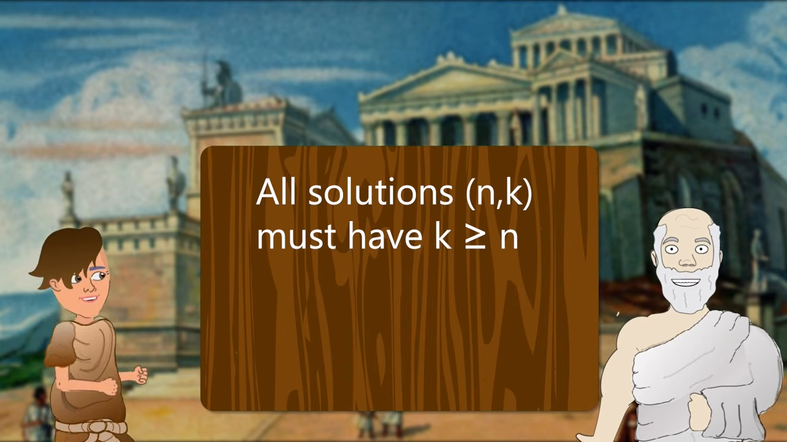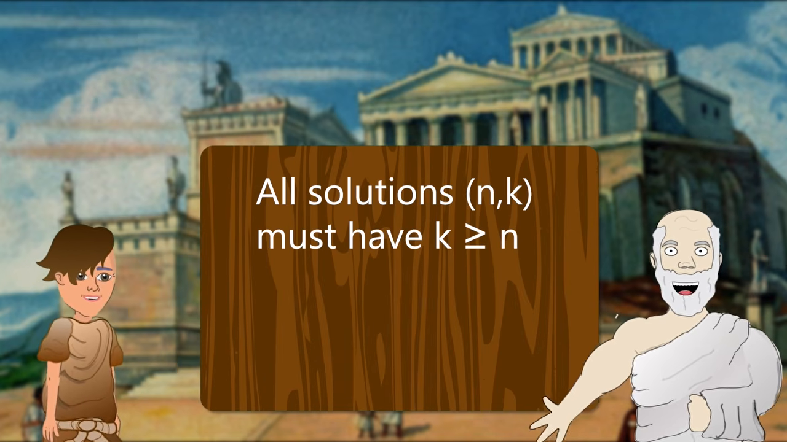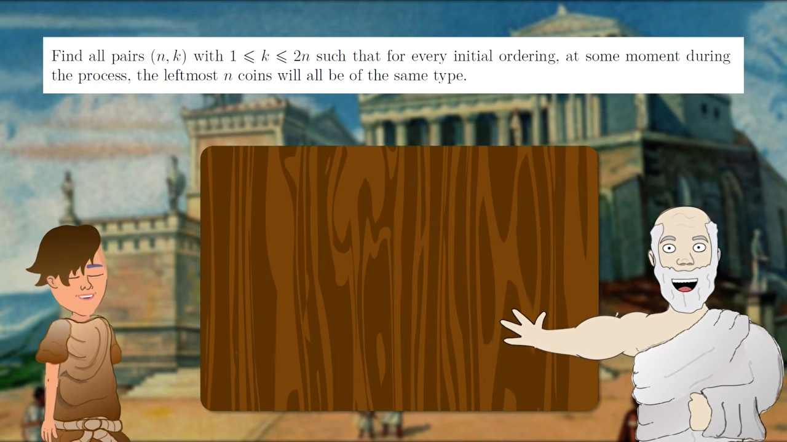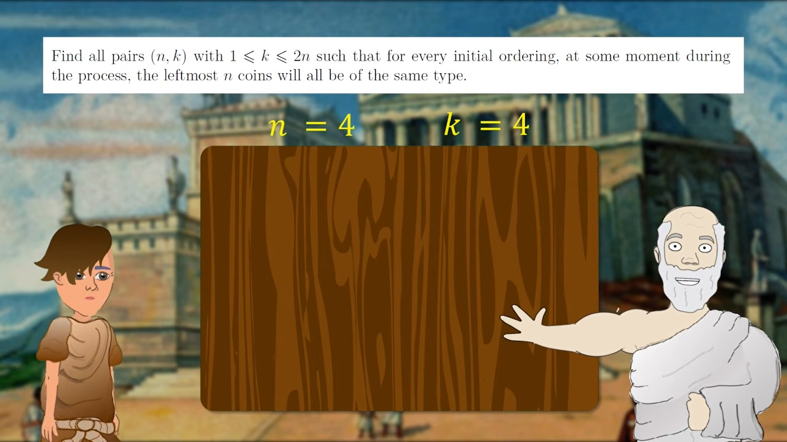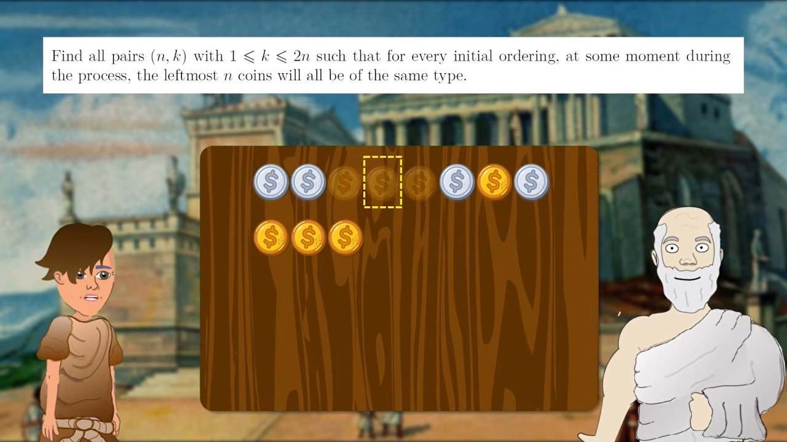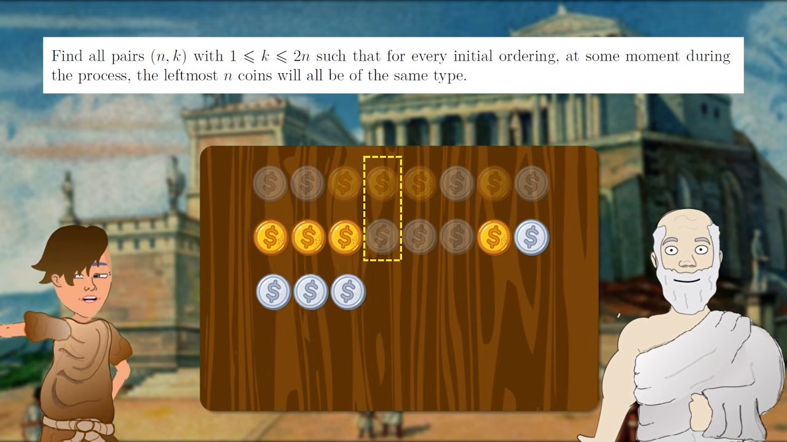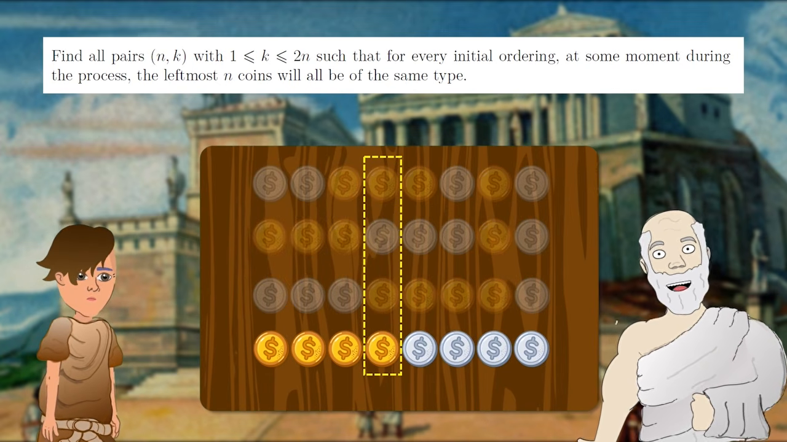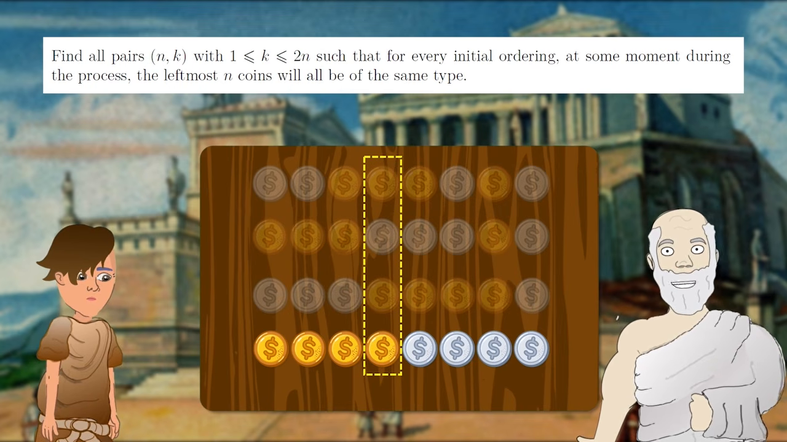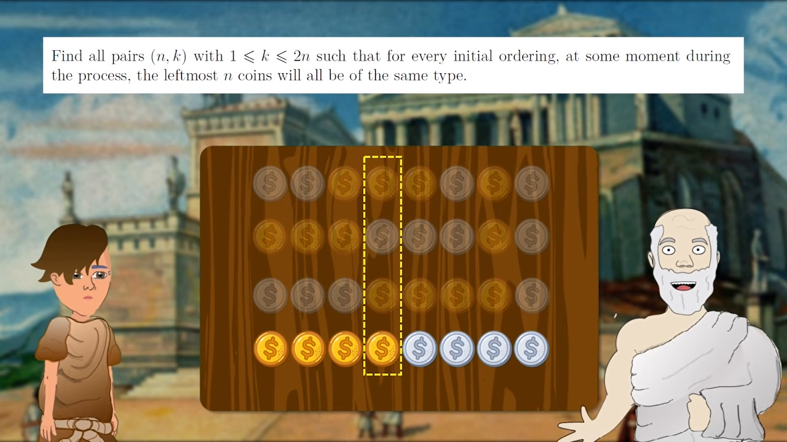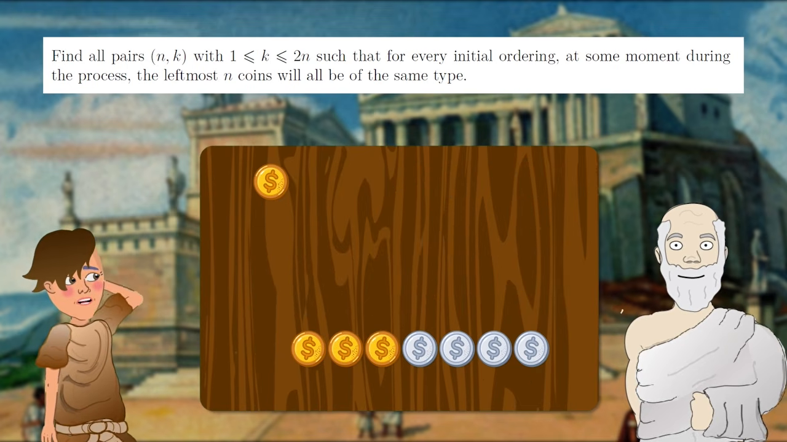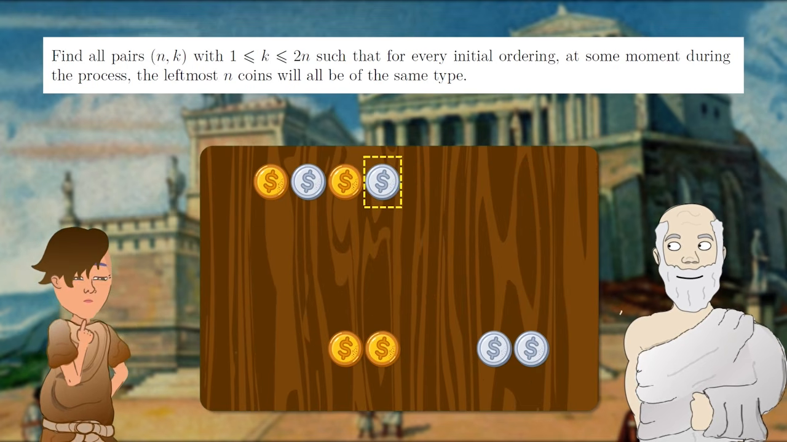Yes, but recall that our problem is to find pairs that are solutions. And although we have ruled out some pairs, we have not yet found any definite solution. Except n equals 4, k equals 4. We did that at the start. Although we demonstrated one arrangement for n equals 4, k equals 4, we did not prove that it works for any initial arrangement of coins. I see. I'll try something else.